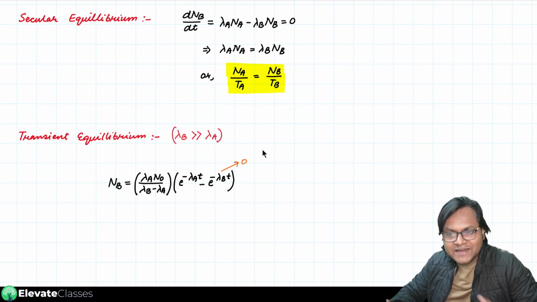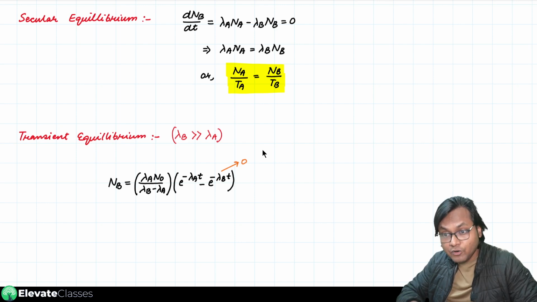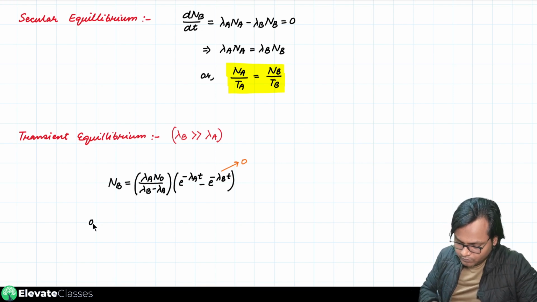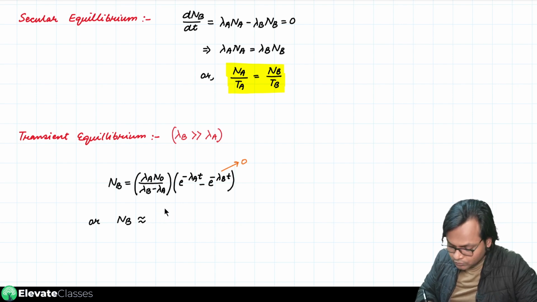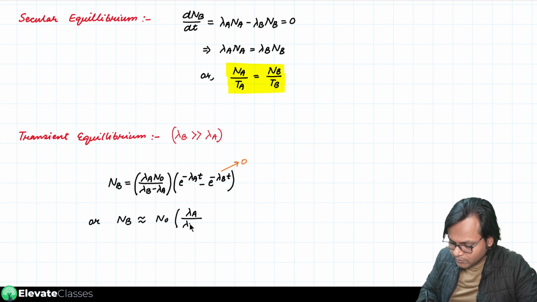If you make a comparison between lambda A and lambda B, because we have exponential to the power minus lambda B t, it will tend to 0. So I can approximate this expression in that manner for this particular limit. Then N_B is approximately equal to N naught lambda A upon lambda B minus lambda A, e to the power minus lambda A t.